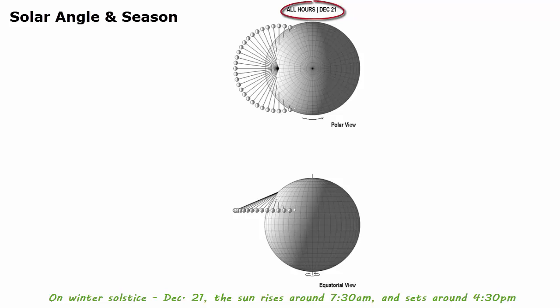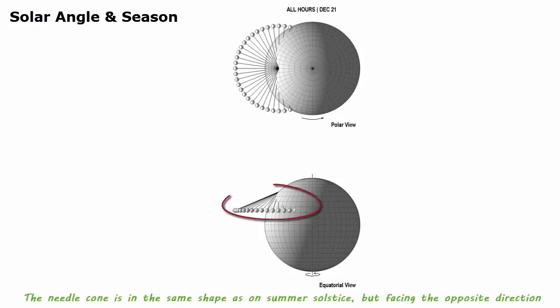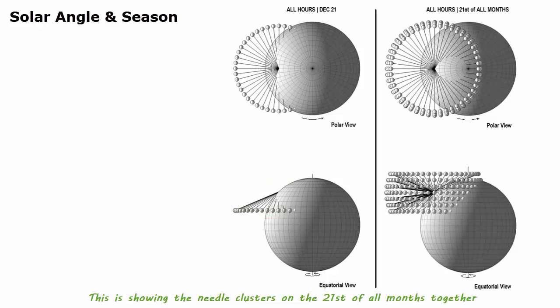On winter solstice, December 21st, the sun rises around 7:30 a.m. and sets around 4:30 p.m. It has the shortest daytime and the longest nighttime in a year. The needle cone is in the same shape as on summer solstice, but facing the opposite direction. This is showing the needle clusters on the 21st of all months together. Now we can use these sets of needle clusters to study solar motion at different latitudes.